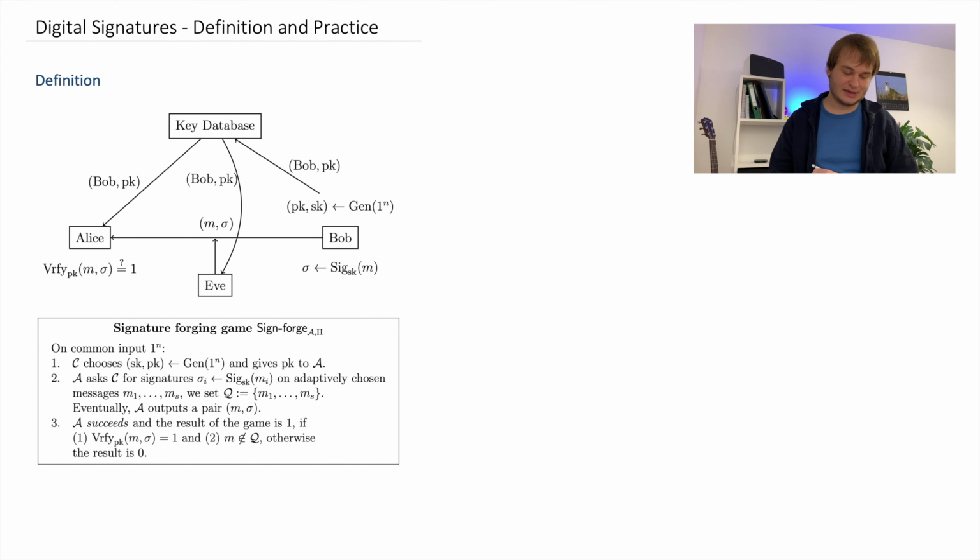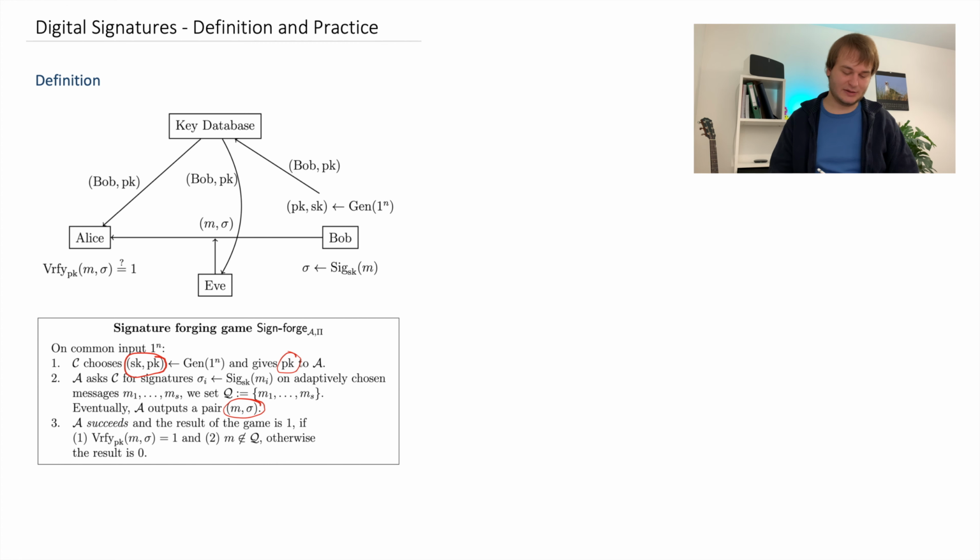The only difference is that now, of course, when we generate a key, we actually get a key pair, a secret key and a public key. And in contrast to the MAC game, we now give the public key to the adversary, which makes sense because in reality, the adversary would also have access to it. And then the rest is as usual. So the adversary may ask for signatures on messages of his choice, and he can choose them adaptively. And then in the end, he outputs a forgery, or a candidate forgery, M and sigma.